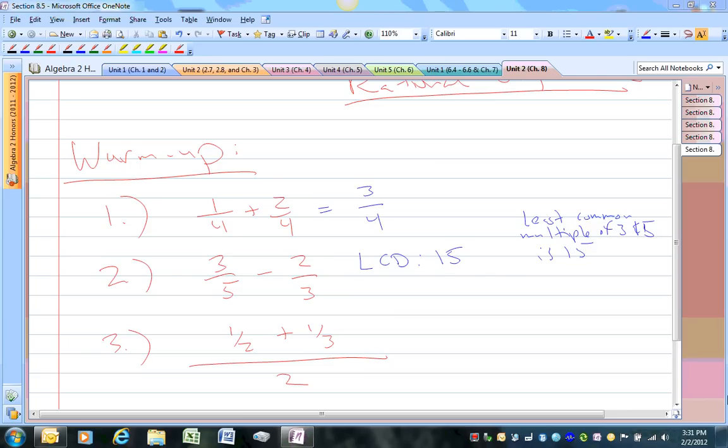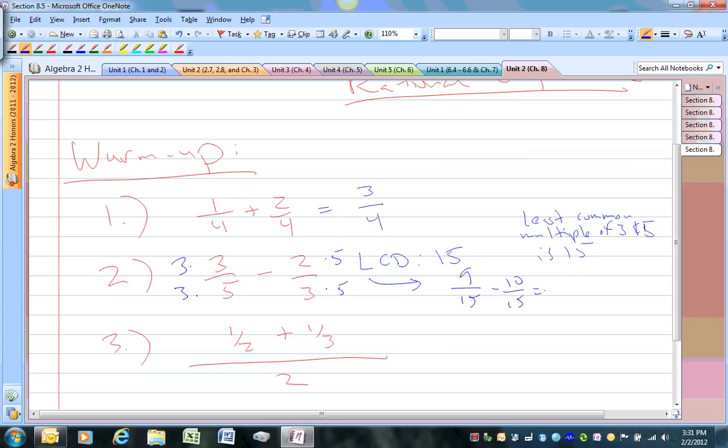So coming back to number 2, we have 3/5 minus 2/3. Again, the least common denominator is 15. And the least common multiple of 3 and 5 is 15. So hopefully you guys remember this back from maybe 4th or 5th grade, whenever you did this kind of stuff. But you want to multiply top and bottom of the first fraction by 3 and top and bottom of the second fraction by 5. So you have 9/15 minus 10/15, which will be negative 1/15.